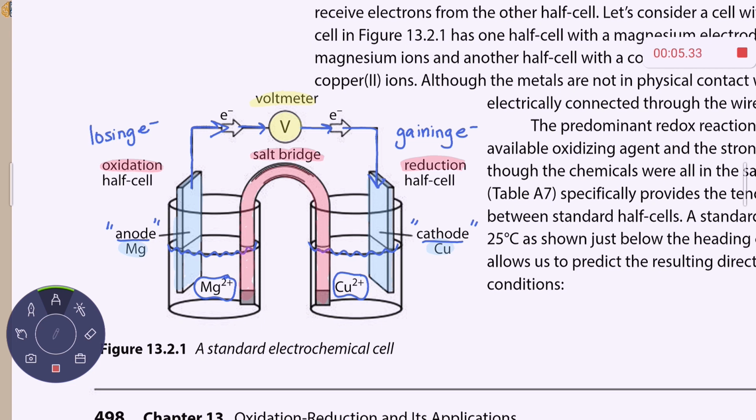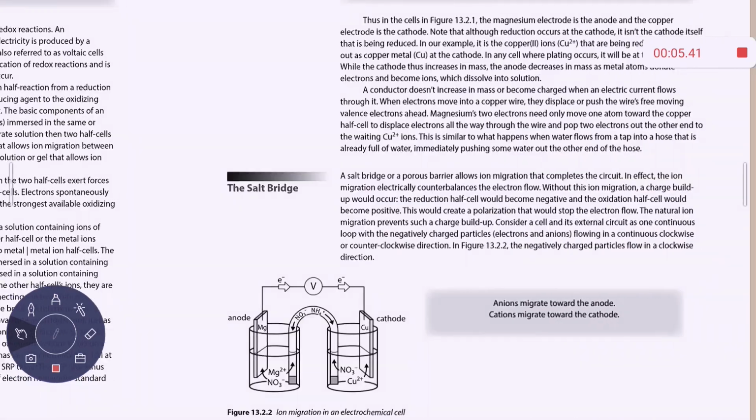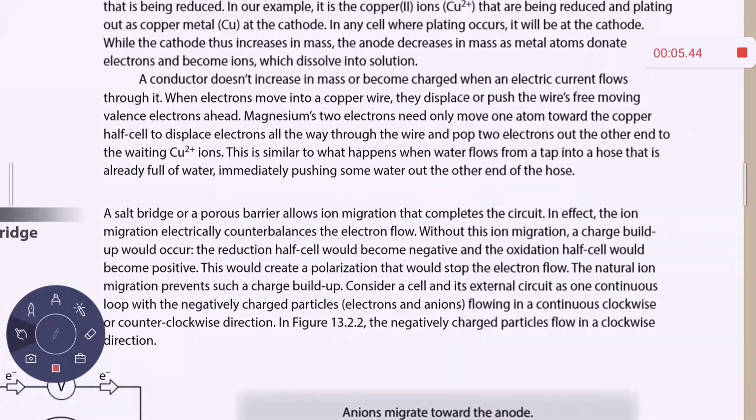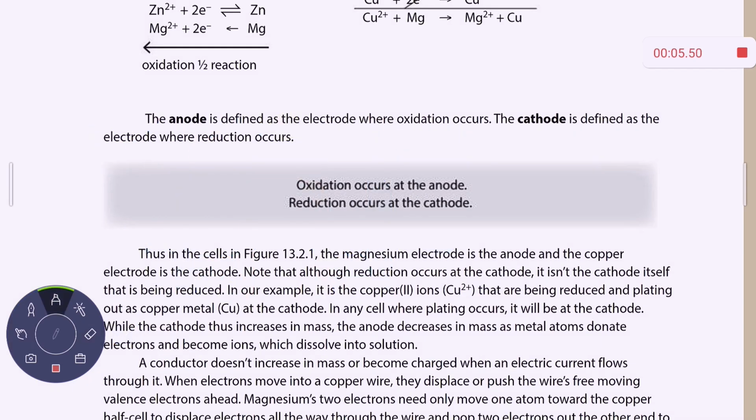Okay. Now, let's take a look at the next page. So let's go over here. So they gave us a few notes. So let's highlight these. Oxidation, which is loss of electrons, that happens at the anode, always. And then reduction, which is where you are gaining electrons, that happens at the cathode.